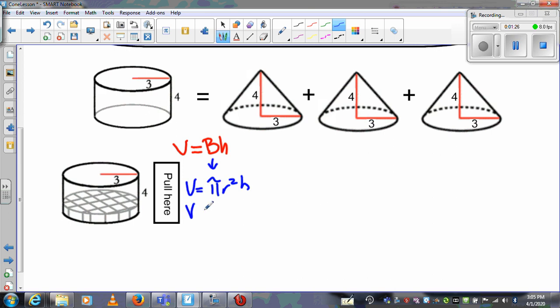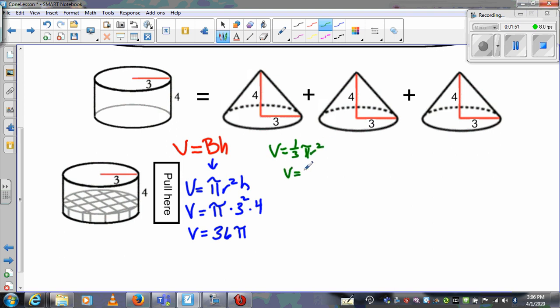So in this case, the volume is equal to pi times the radius, which is 3 squared, times 4. 3 squared is 9, 9 times 4 is 36. So this would be 36 pi, if I left it in terms of pi. Well, let's find the volume of these cones right here. I'm telling you the volume of a cone is 1/3 pi r squared h.